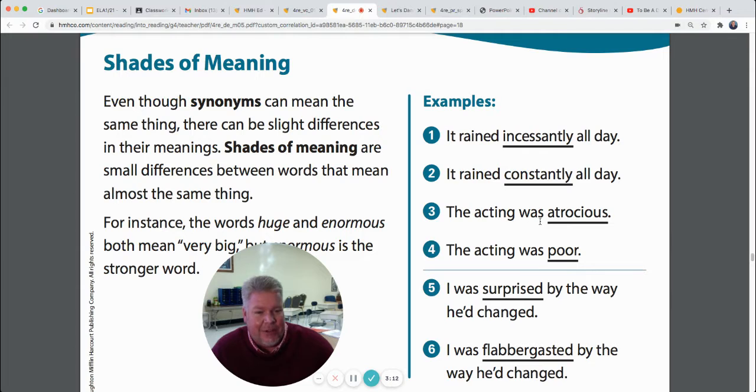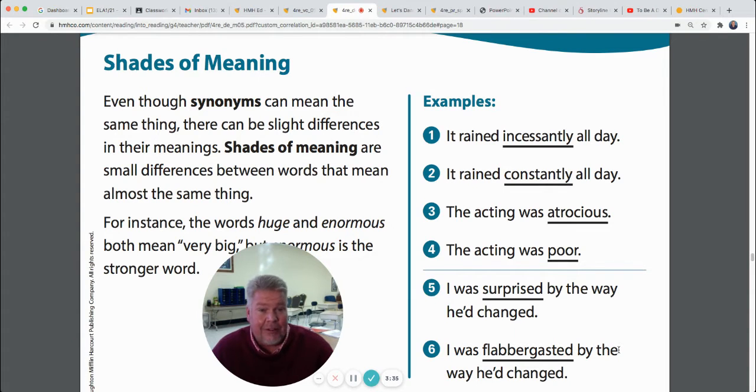Three and four here. The acting was atrocious. The acting was poor. Which one's the stronger word there? Atrocious is. That's right. Atrocious. And five and six, I was surprised by the way he changed, or I was flabbergasted by the way he changed. Obviously, flabbergasted is the stronger shade of the word there.